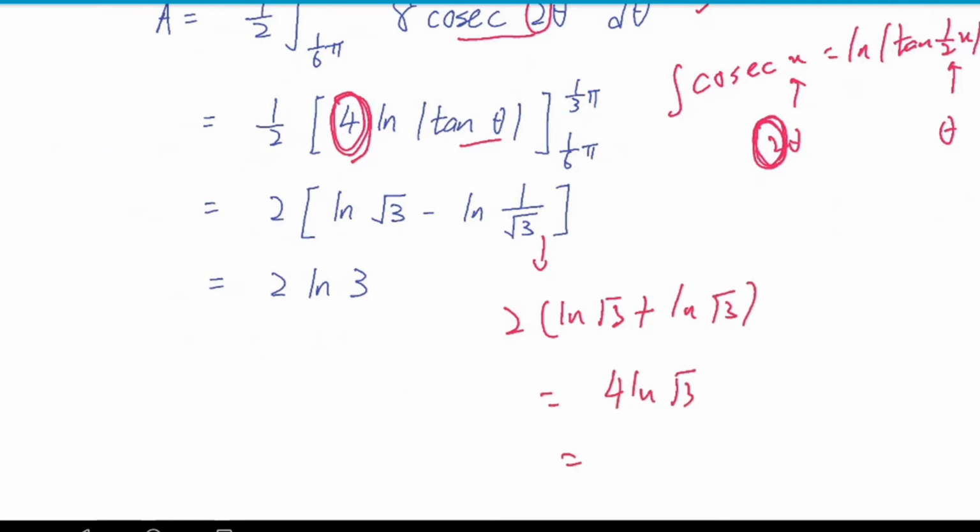And if you move the power, the square root, to the front, we get 2 ln 3. The square root here becomes the power half, so we can move it to the front to multiply. So this is the simplest constant that we can get from here.